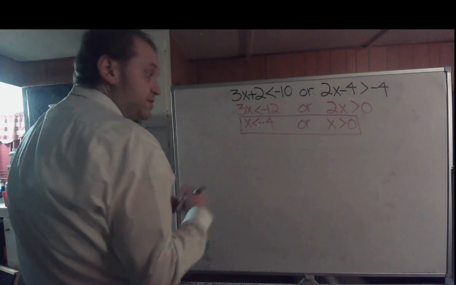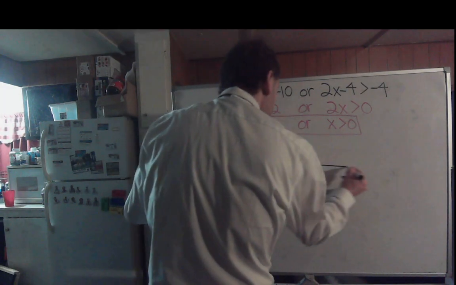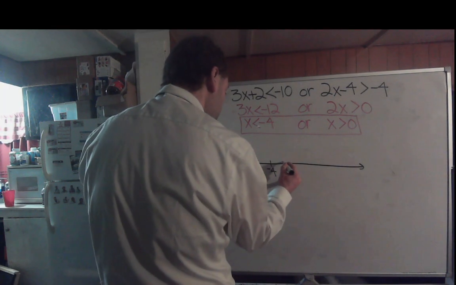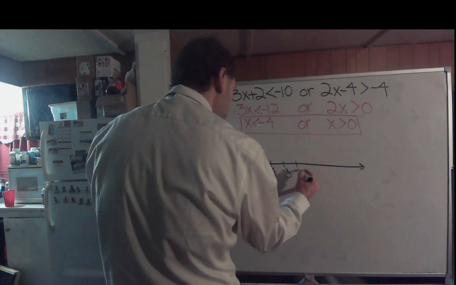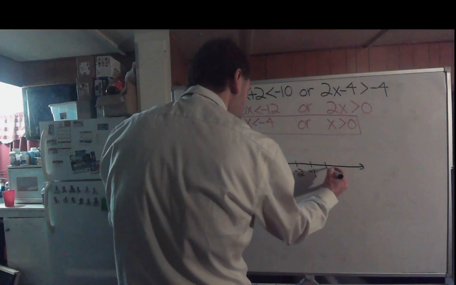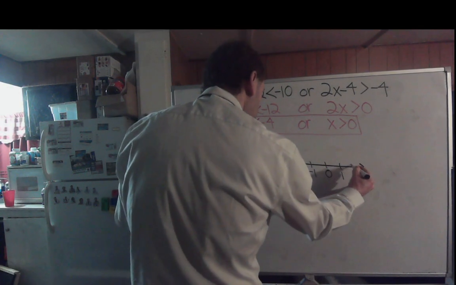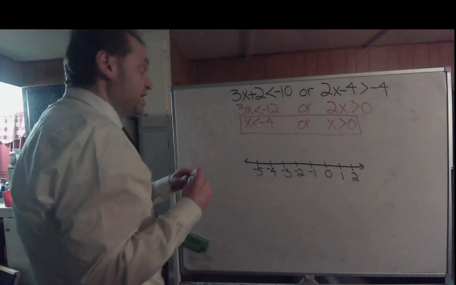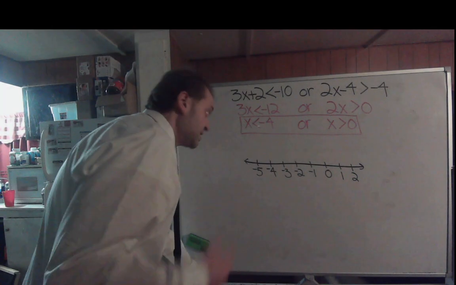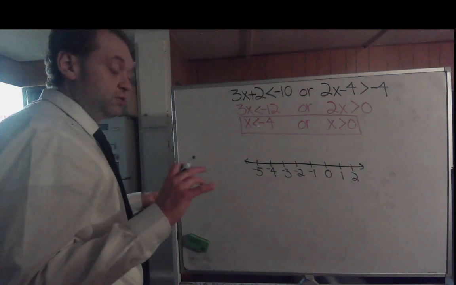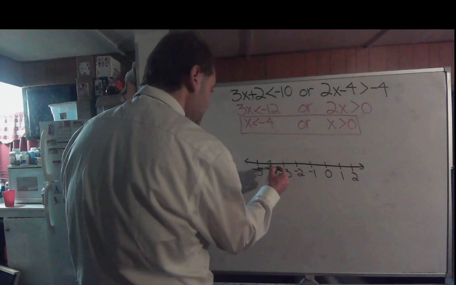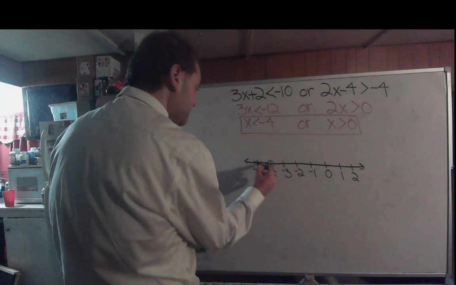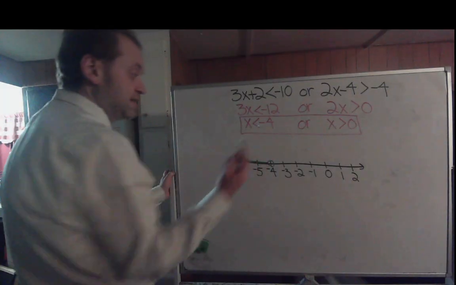So let's go ahead and graph those on a number line. Alright, so let's start with x is just less than negative 4. Since it's only less than negative 4, it doesn't include negative 4. So you'll put an open circle at negative 4 to denote it doesn't include that. And then you'll shade everything to the left of negative 4 since it's less than negative 4.